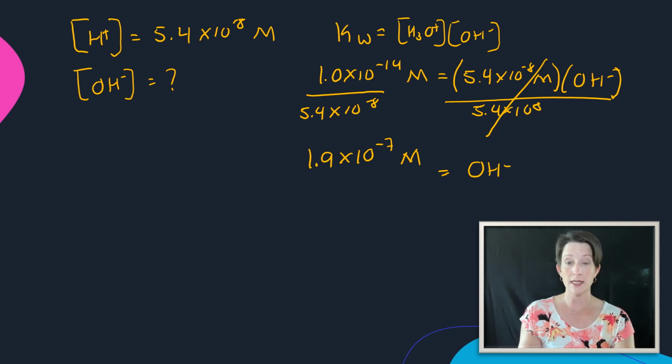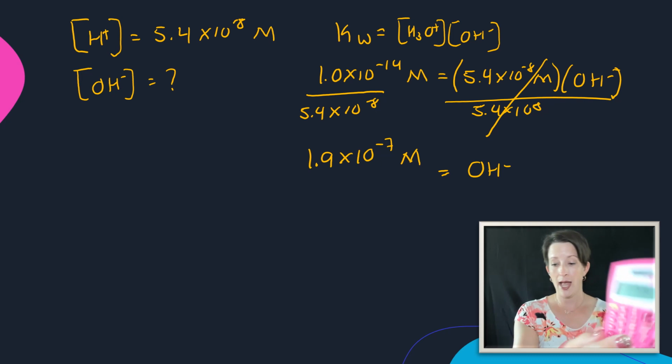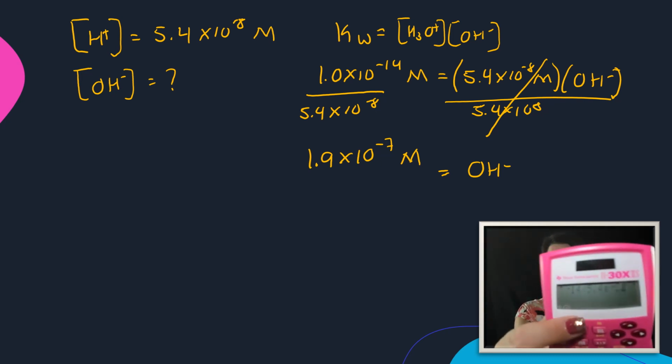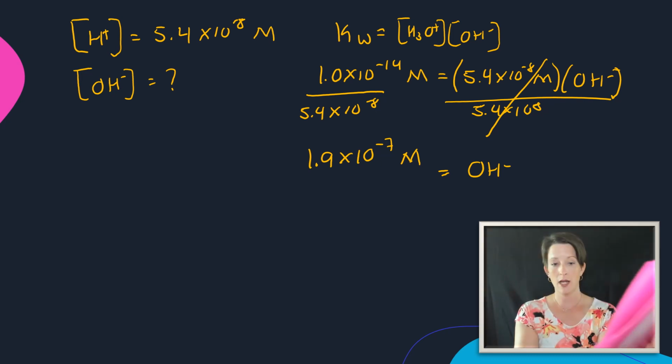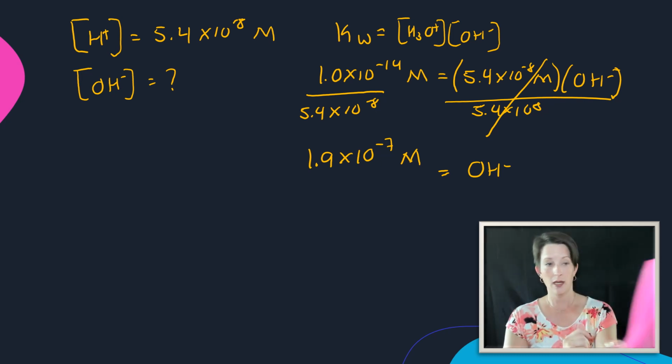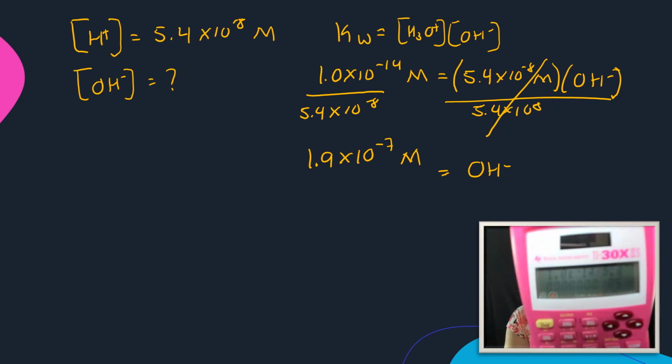So I'm going to put the negative 14. Because of the way the E is designed, we don't have to put that number in parentheses. So I'm going to do 5.4 E negative 8. So I have that calculation set up within my calculator. I'm going to hit enter. It's going to give me that value.